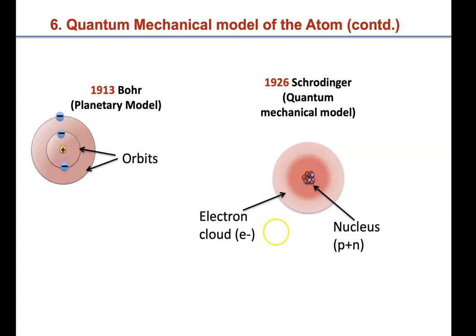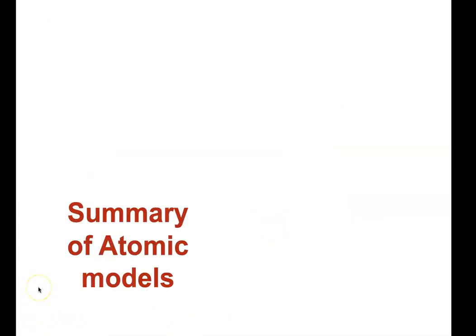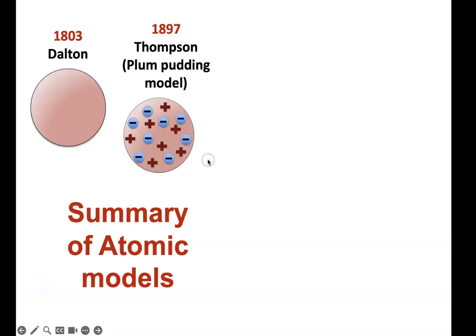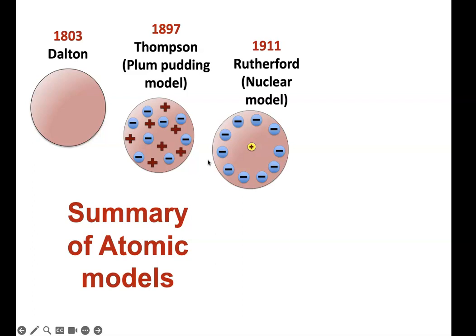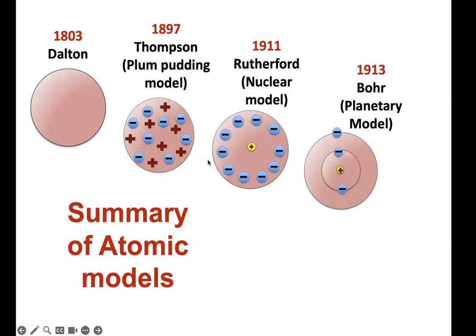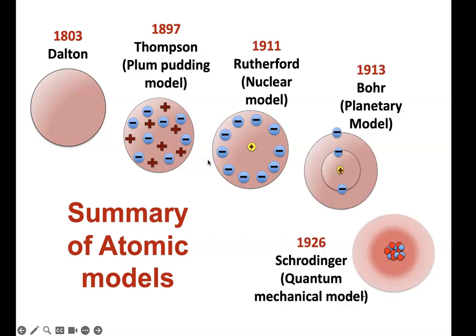And that's all I have for you today. So let's look at the summary of all the atomic models. Here's Dalton's model, the plum pudding, Rutherford's nuclear model, Bohr's planetary model, and finally the Schrodinger model, where the electrons move in a cloud and the atoms are not fully solid. The nucleus is solid, but the electron cloud is squishy, and that's it.